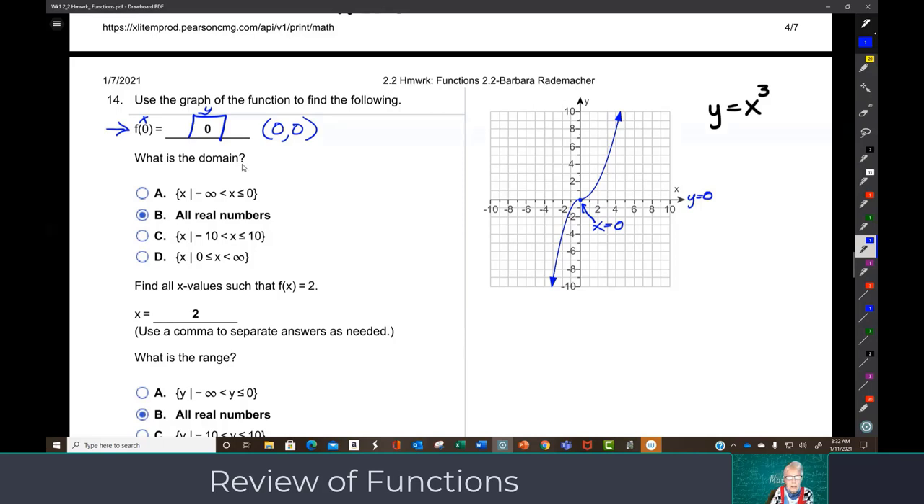Now this says, what is the domain? Well, look at the graph. The graph is going to go up forever, yes, but it's also going to go forever to the right, out to positive infinity on the x-axis. The domain is always on the x-axis. And this graph, even though it goes down forever, is tilting out to the left. So it's going to go to the left forever. So it's all real numbers again. The domain, the source of all the x coordinates, is the entire x axis, which is all real numbers.